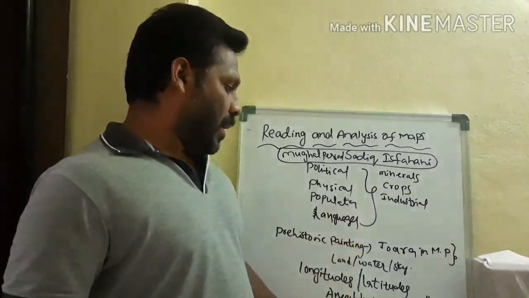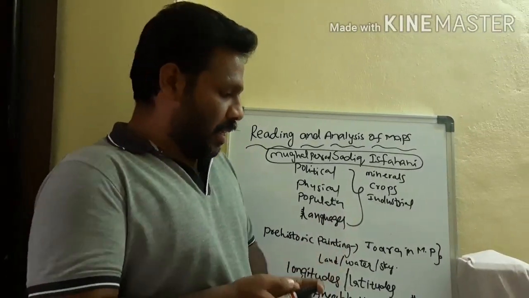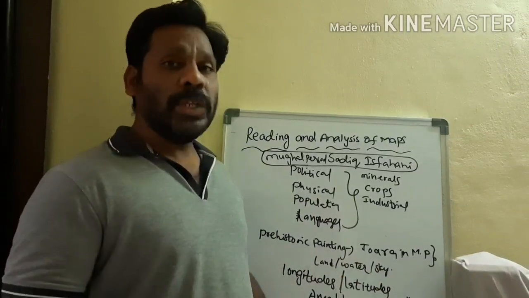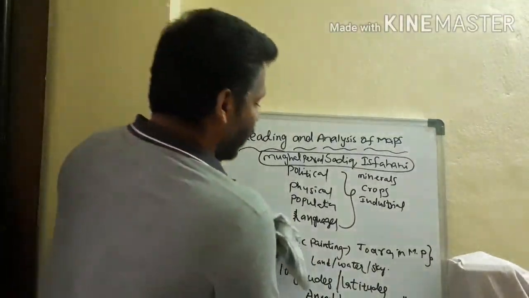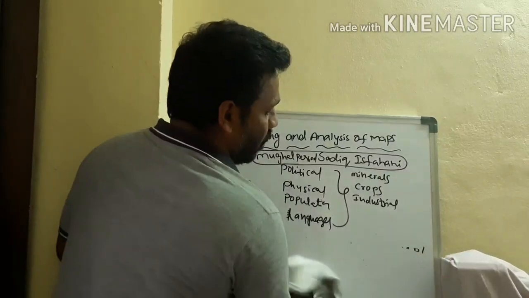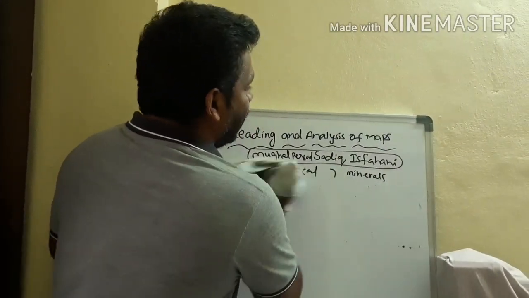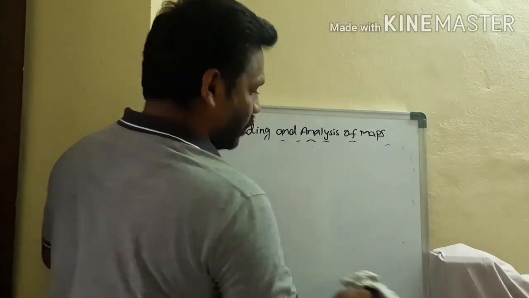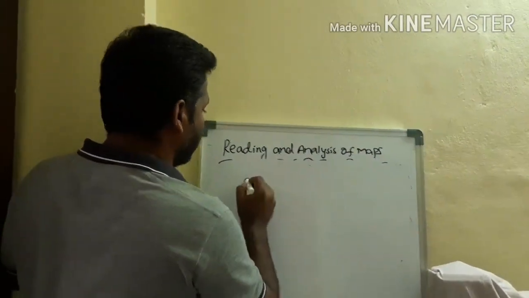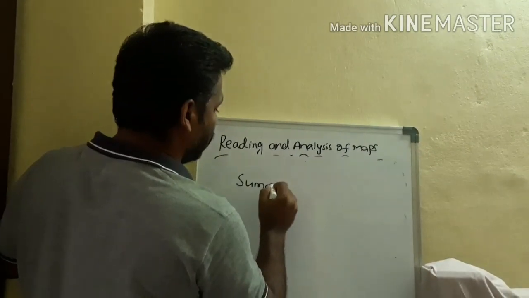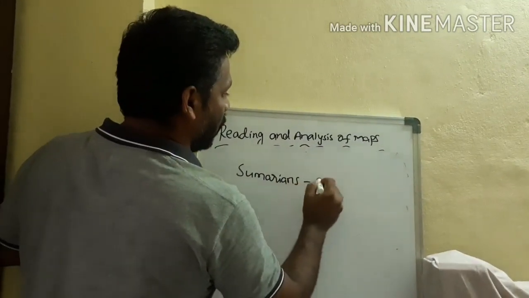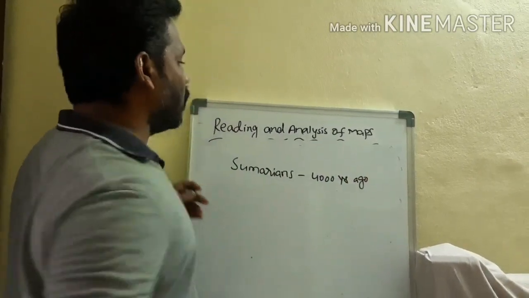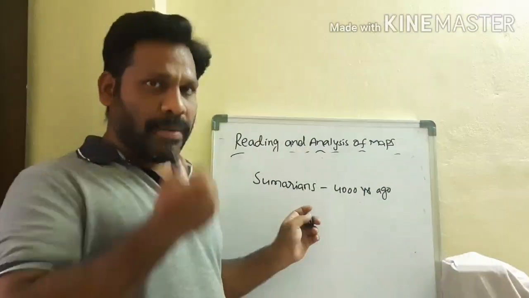In the world, if you take an example of who first prepared maps, we can go with the Sumerians. Their land is present-day Iraq. The Sumerians prepared maps 4,000 years ago.